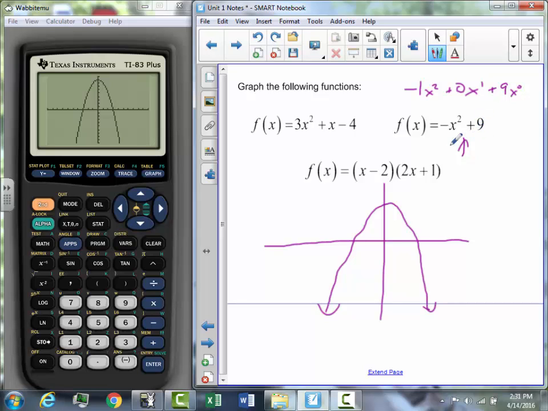I'm fairly confident without even trying it that my y-intercept right here should be 0 and 9. But what the heck? Let's just test it. It takes 30 seconds.